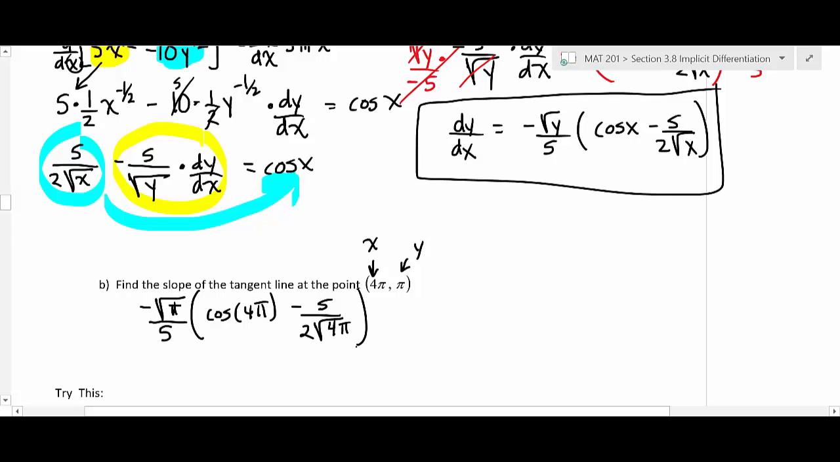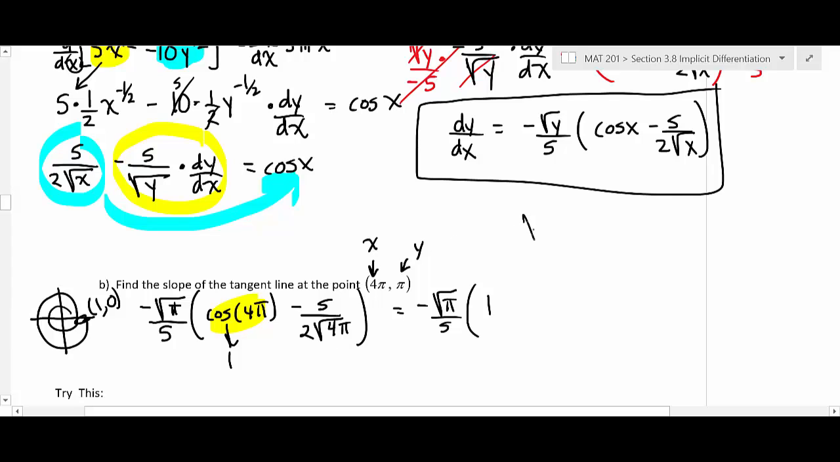Now there is a little bit of simplification we can do on that. This is a unit circle thing going on right there. What is 4 pi on a unit circle? What does that mean? 2 laps around the circle, right? 2 pi, 4 pi. So you end at (1, 0), so the cosine of 4 pi is 1. It's the x value, right? So what we're going to have now is negative pi over 5 times 1.